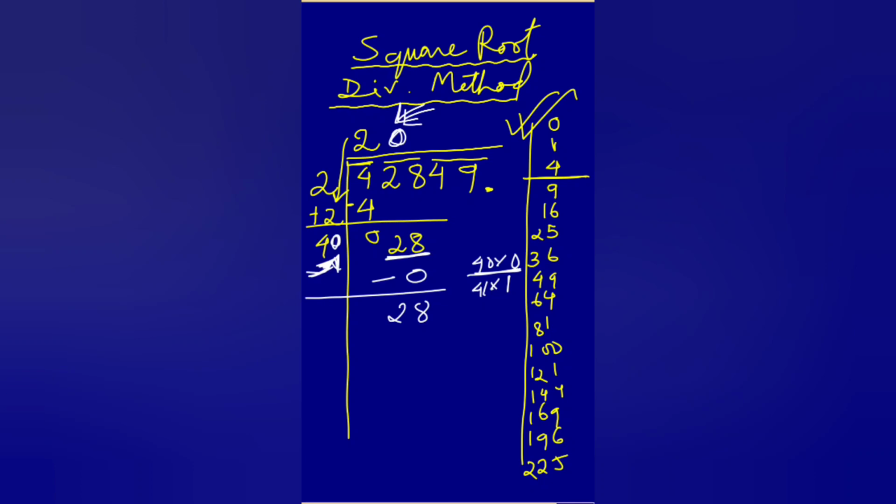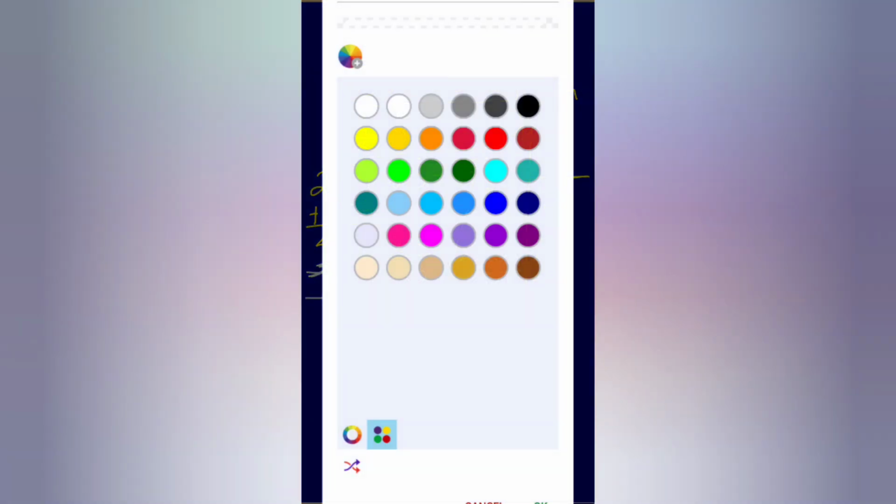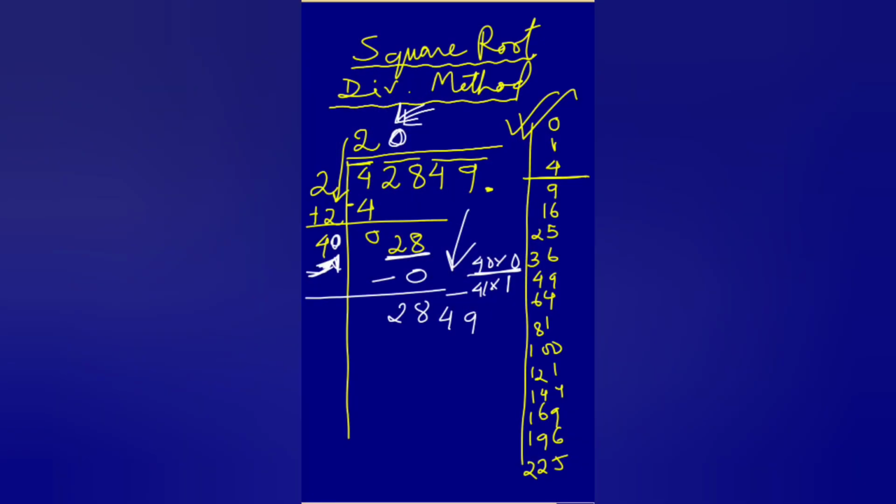And then I bring down the next pair, that is 49. And what should I do here? Let me change the color, otherwise it will get cluttered. I have to write here. So let me take this blue and put it here. Remove this.